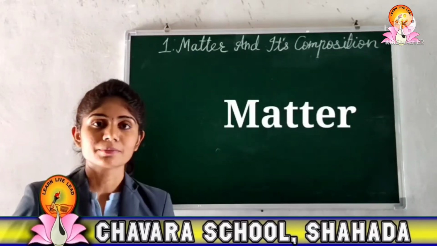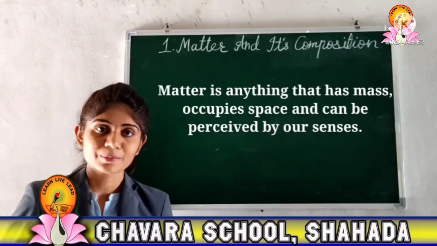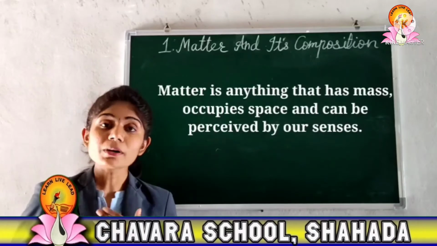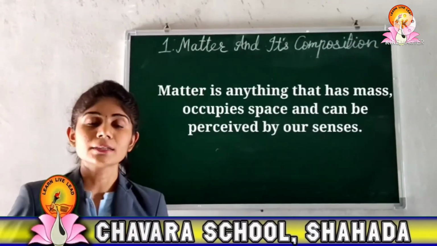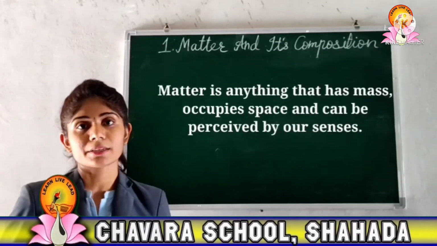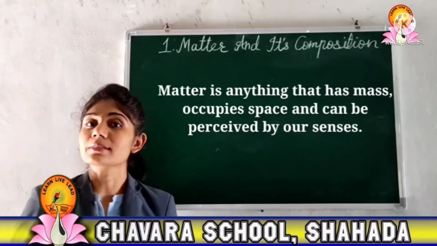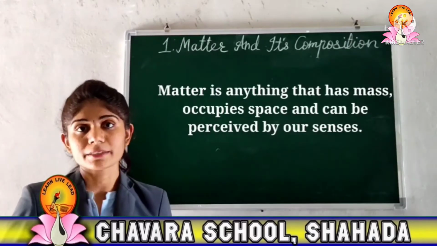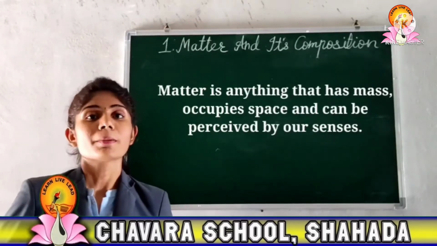What is matter? Matter is anything that has mass and occupies space and which can be perceived by our senses. Matter is not only the thing which we can see or touch, but we can feel it. For example, air. Air is also considered as a matter. Air we can't see, but we can feel it. So air is also an example of matter.